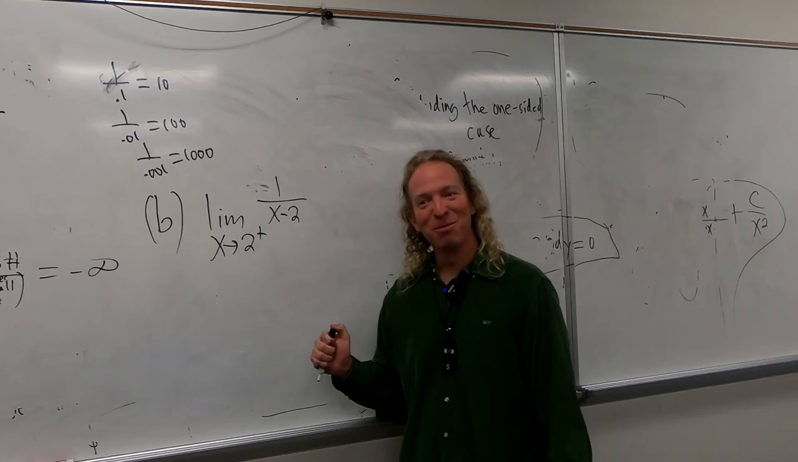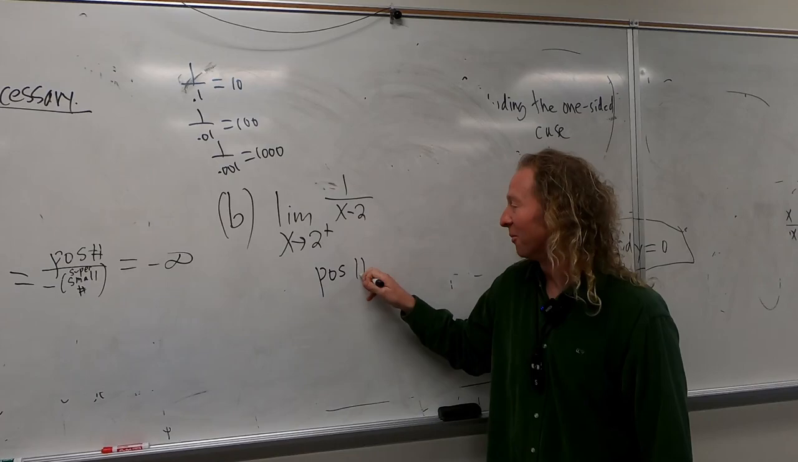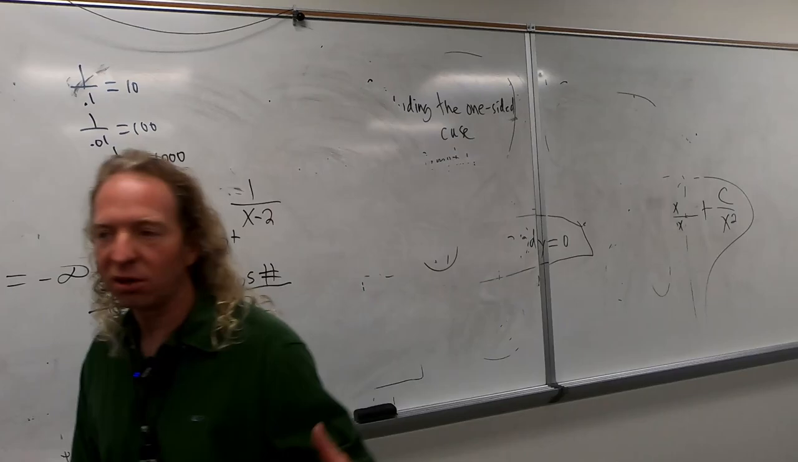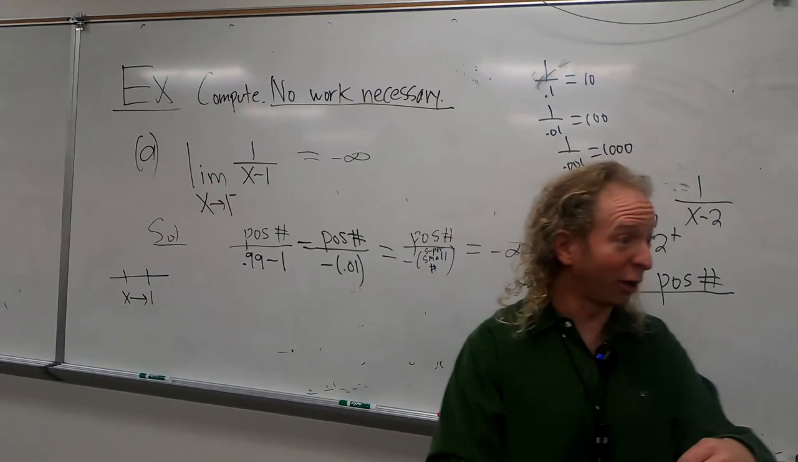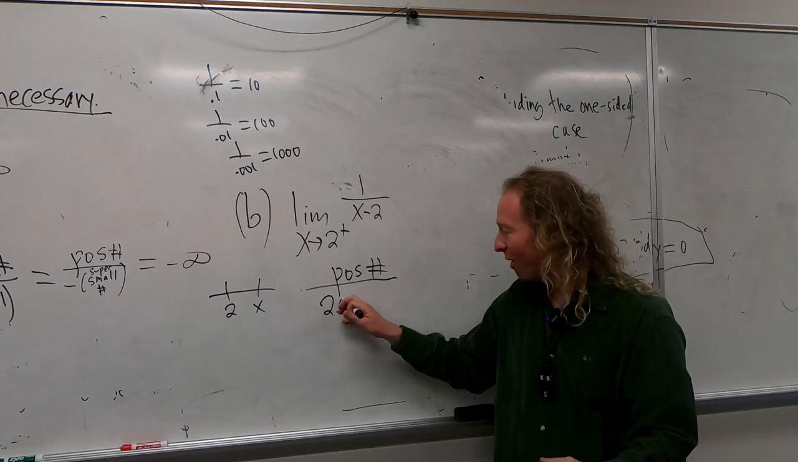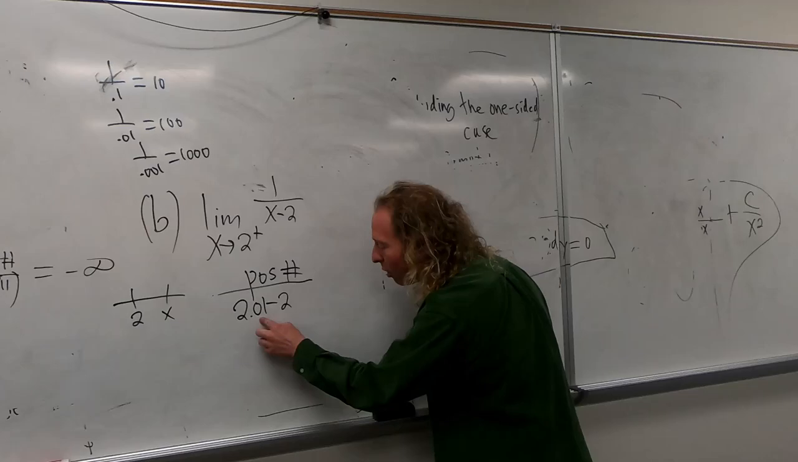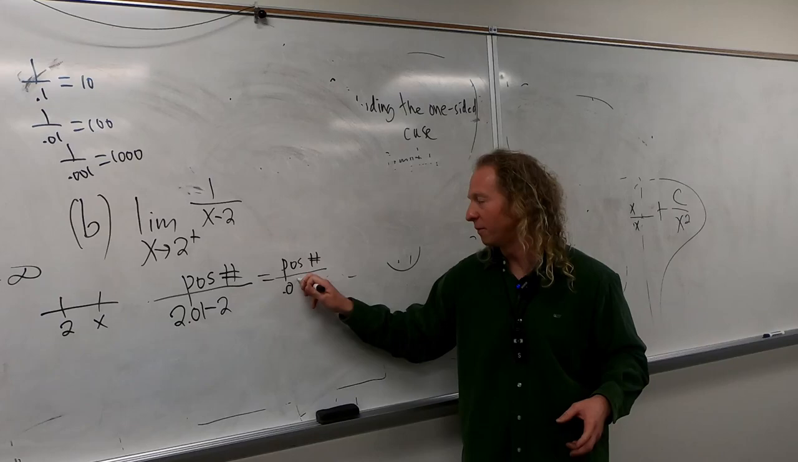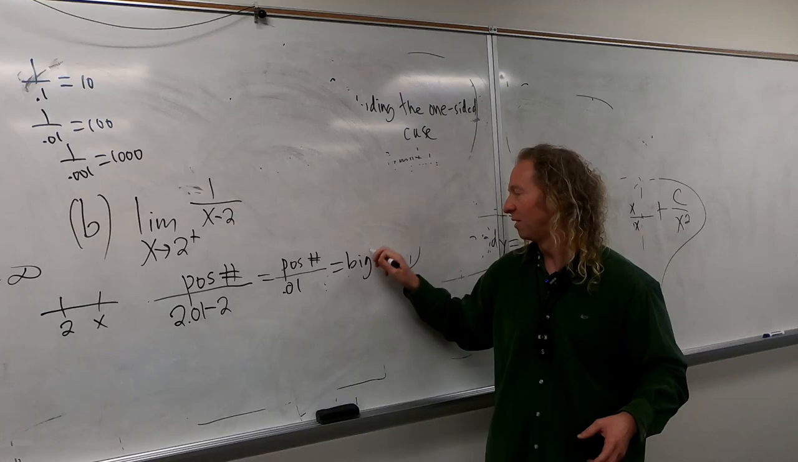So let's work it out. Positive number. We're approaching 2, so here's 2, and we're approaching from the right. What's a nice number that's bigger than 2 but close to it? 2.1, or 2.01. You can do 2.1 too, but I'll do 2.01 minus 2. You'd have to do 2.00001, but it doesn't matter. So this is a positive number, and this is 0.01. You have a positive number over something small. That means it's big. So it's infinity. That's it.